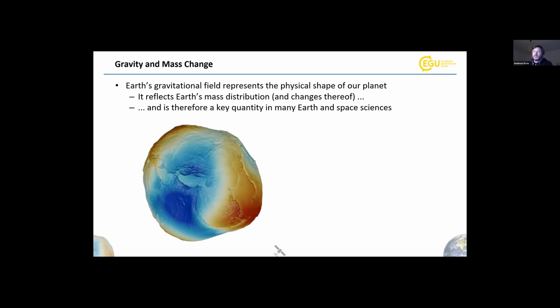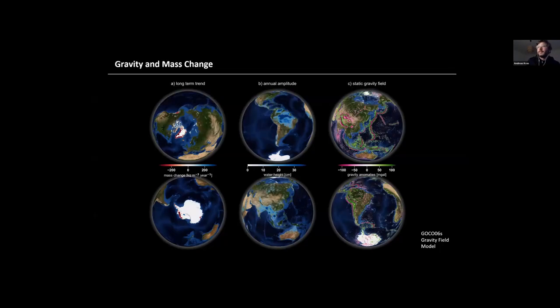And since the gravitational field reflects this mass distribution and changes thereof, observing the gravitational field essentially gives us data of a key quantity for many Earth and space sciences. Once we've gathered all our satellite data and terrestrial observations and put that through our processing chain, we end up with a gravity field model, as we call it. These typically have some static components, or a mean field, but also temporal changes that we see.